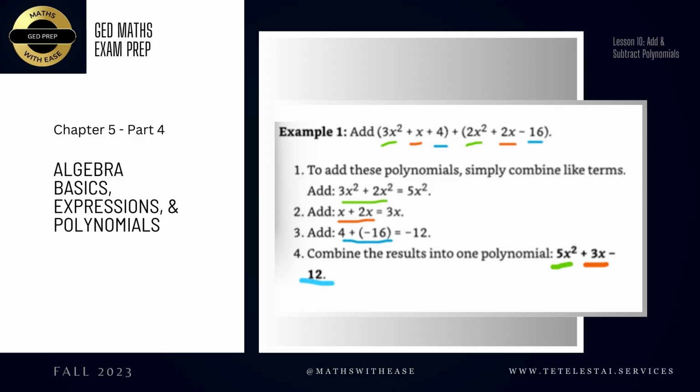And then we go to our next set of like terms, x and 2x. We add those together: x plus 2x is 3x. Then we go to our coefficients. 4 plus a negative 16 is negative 12. Then we combine the results. And so the answer to our initial polynomial expression is 5x squared plus 3x minus 12.